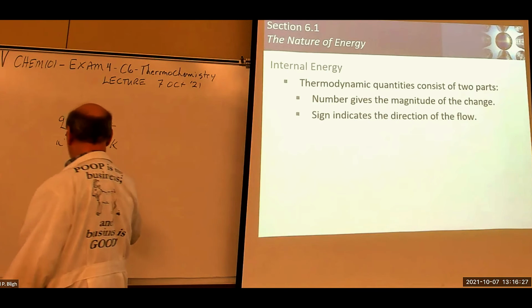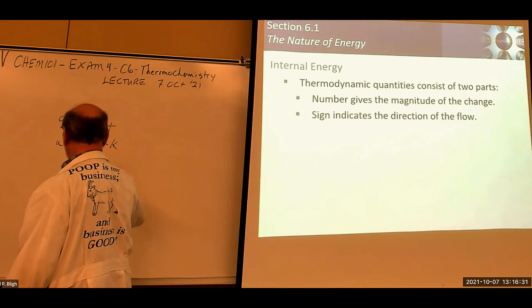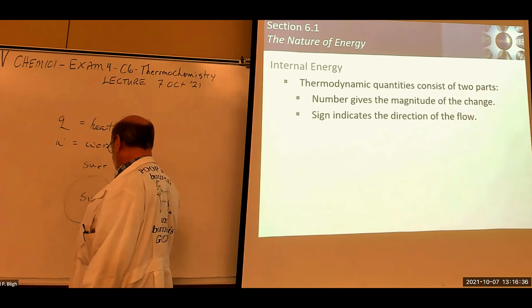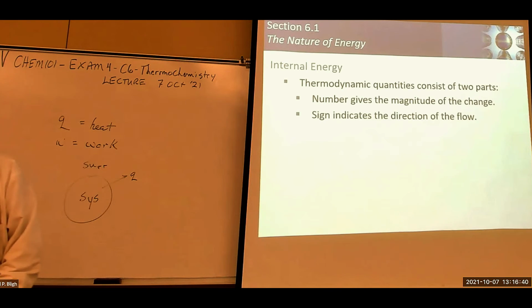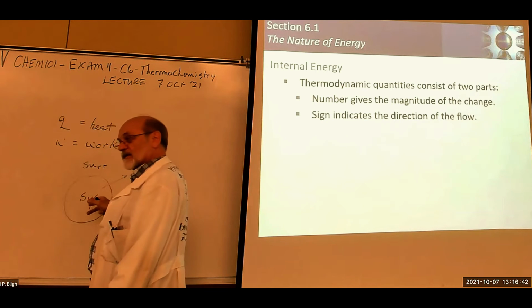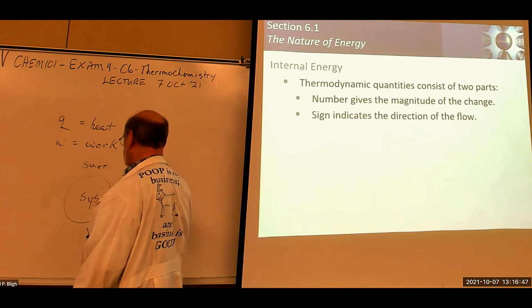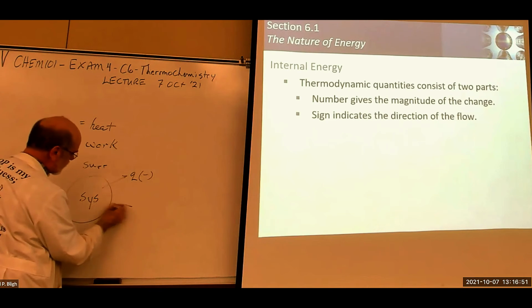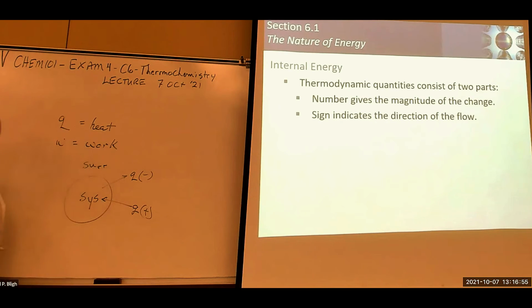So if you have a system here, and these are all surroundings, if the system is losing heat to the surroundings, go in that direction, then relative to the system, it's losing. So the heat term is negative. If, on the other hand, heat's flowing into the system, then Q would be positive. Okay, it's all relative to the system.